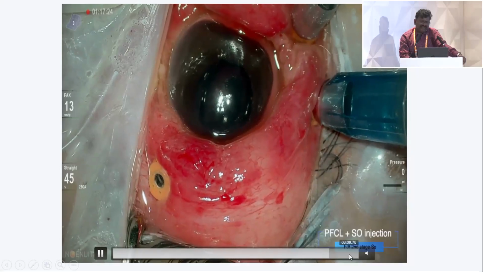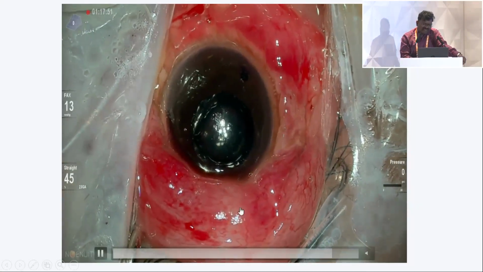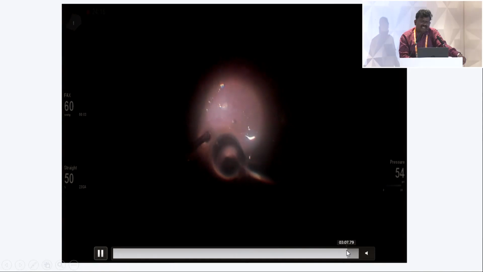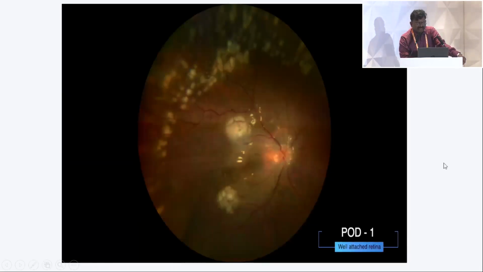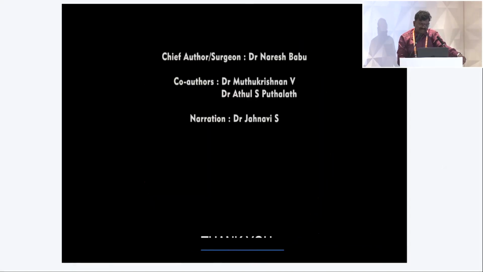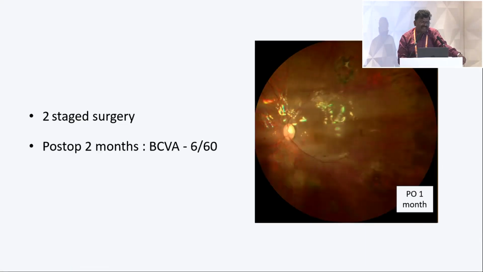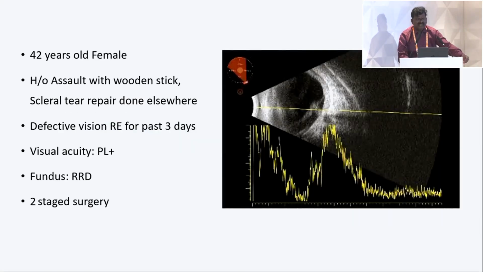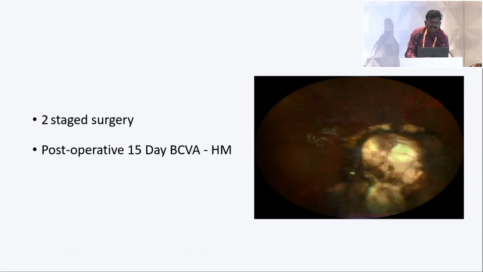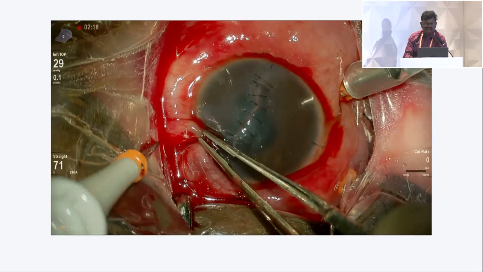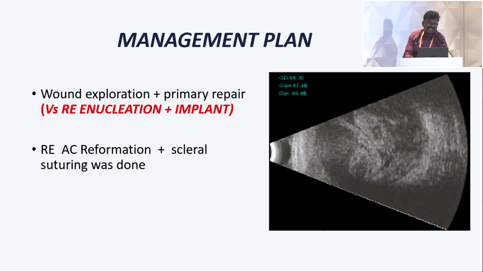Yeah. So after the second stage, we removed the oil, and it is hard to believe that this was the case actually. So it took a longer time, but it was sometimes very gratifying. So this is the same patient after 2 months with a 2/60 vision. And this is the most important, I'll skip this for want of time. This also I'll skip for want of time. I'll just go for the last case.